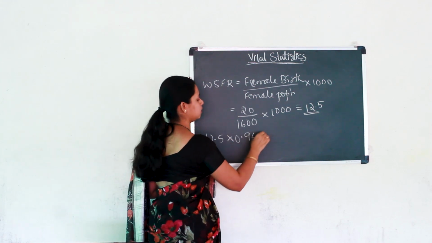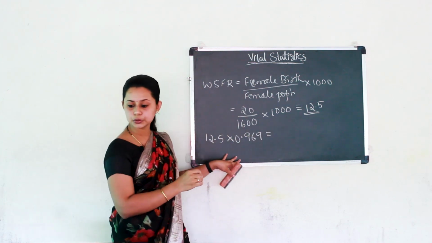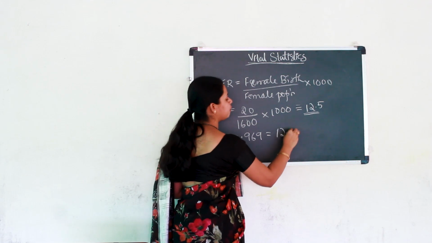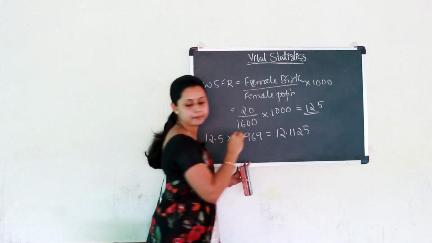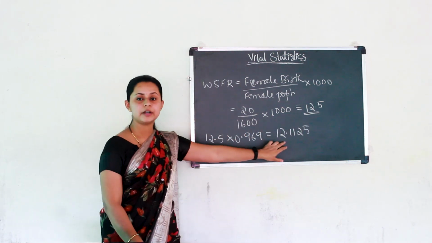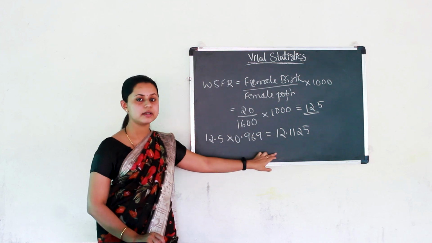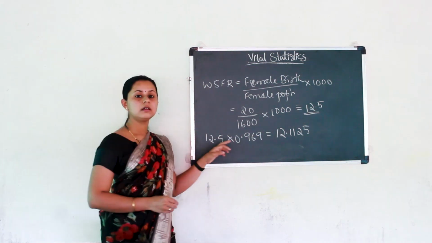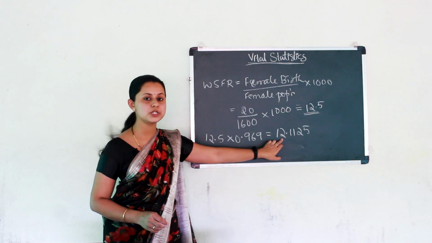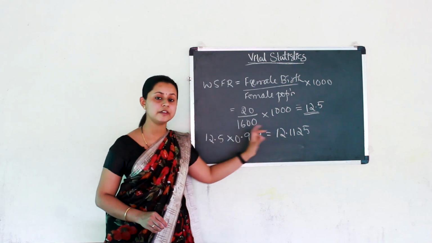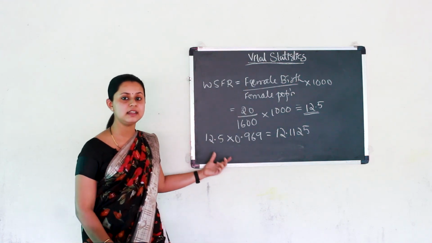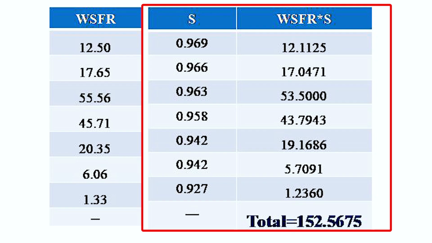So the first value is 12.5 into 0.969, which is equal to 12.1125. That is the WSFR into S, 12.1125, for the first age group 15 to 19 years. The rest you need to compute.